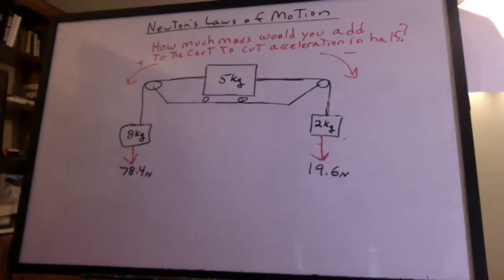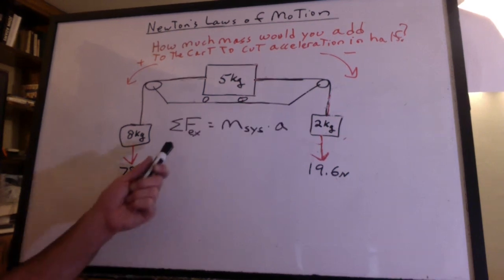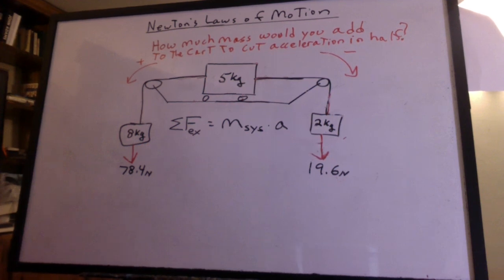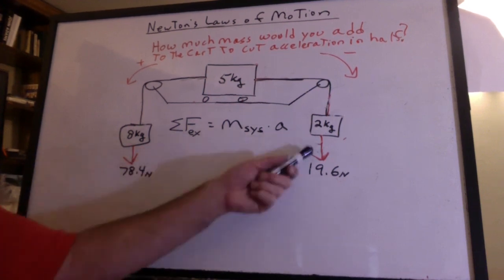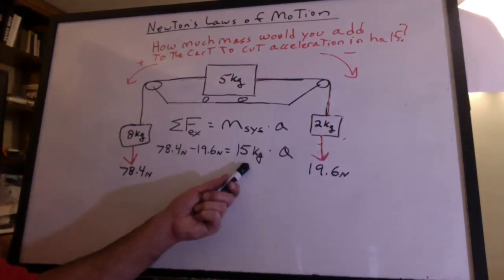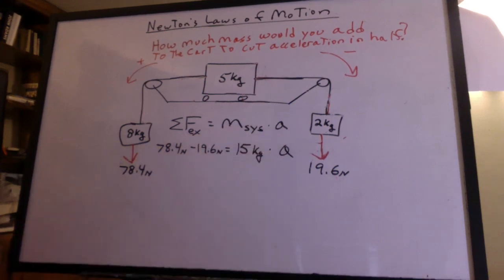Let's finish with one more great question. How much mass would you have to add to the cart to cut the acceleration in half? We're going back to the beginning. The sum of the forces, that's not going to change. Those masses aren't allowed to change in this problem. So what's the mass of the system? It's 15 kilograms. Well then, times A.